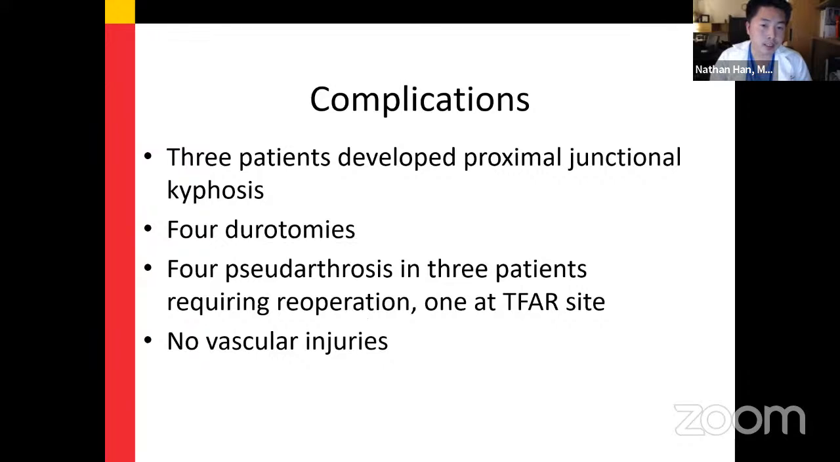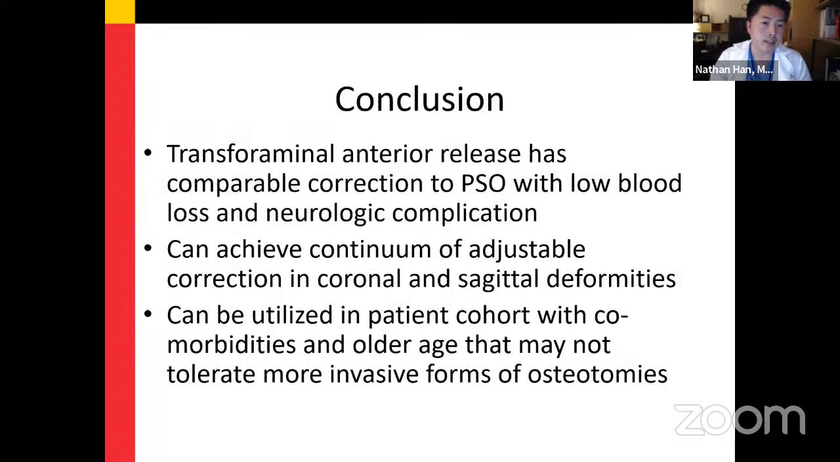And from their set of 47 patients, only 3 patients developed PJK, with 4 durotomies and 4 pseudoarthrosis. And importantly, they encountered no vascular injuries in their case series. And they concluded that this transforaminal anterior release had a comparable correction with pedicle subtraction osteotomy with lower blood loss and neurologic complication. And they emphasize that they're able to achieve a continuum of adjustable correction, both in coronal and sagittal deformities. And that this procedure can be utilized in a patient cohort who have more comorbidities, older age, that may not tolerate more invasive forms of osteotomies.